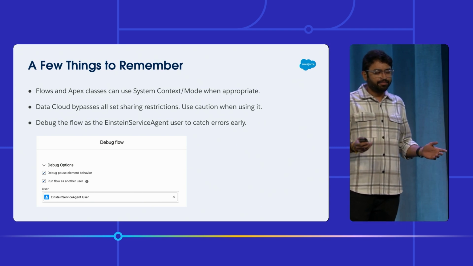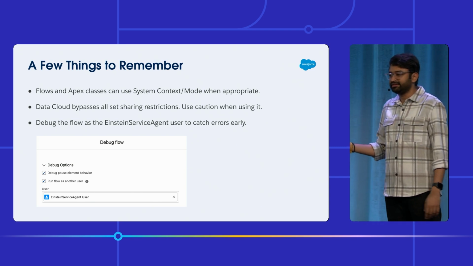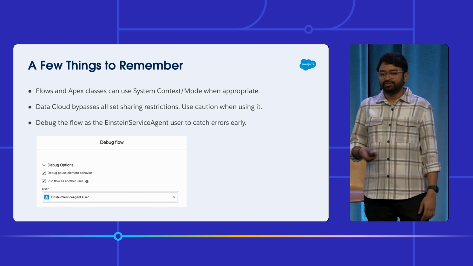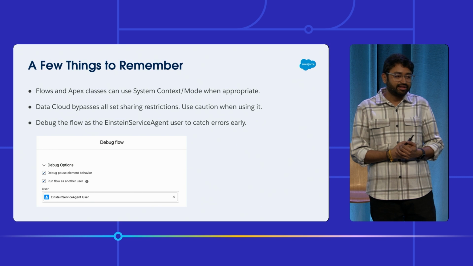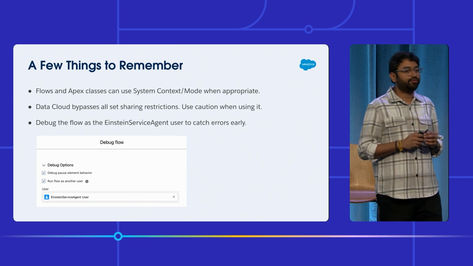And a quick tip, all of you know about this. If you want to debug a flow that is running as a specific user, there is provision for that. So if you run into issues like I've shown you in the previous slides, debug the flow as that Einstein service agent user, and hopefully you'll find the error for that.